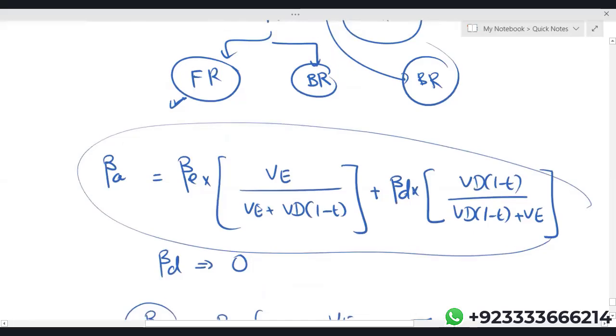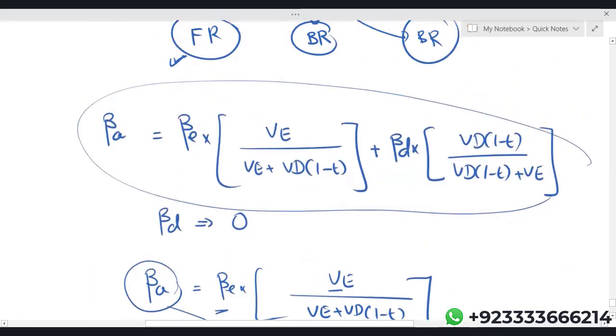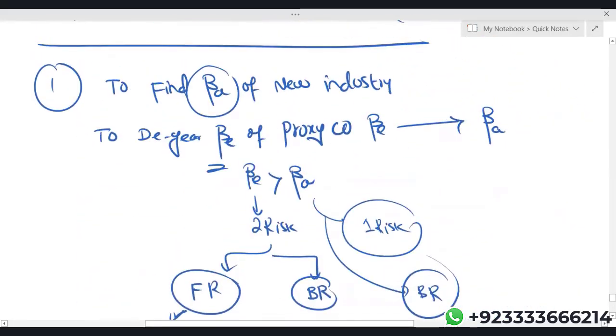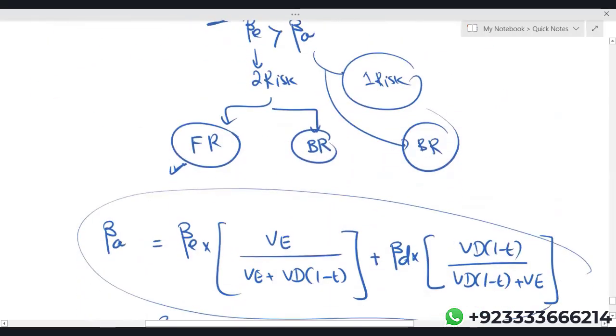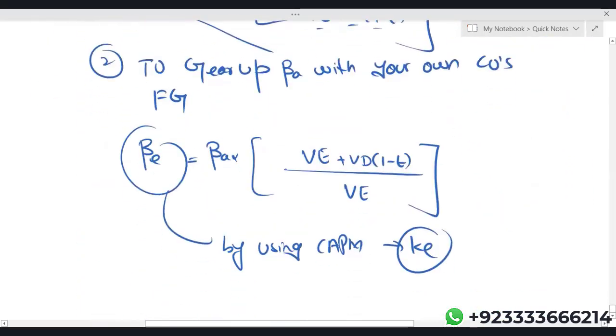Please look at the steps. Step 1, to find beta asset of the new industry. How do we get this beta asset of the new industry? We de-gear equity beta of the proxy company to calculate beta asset. Once you have calculated the beta asset, then we use our own financial gearing to calculate beta equity. After calculation of beta equity, we use CAPM to calculate KE.